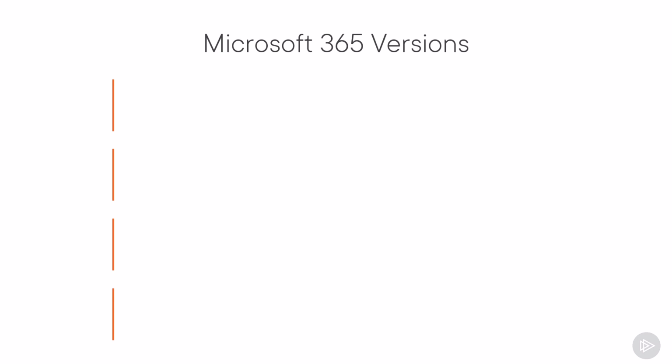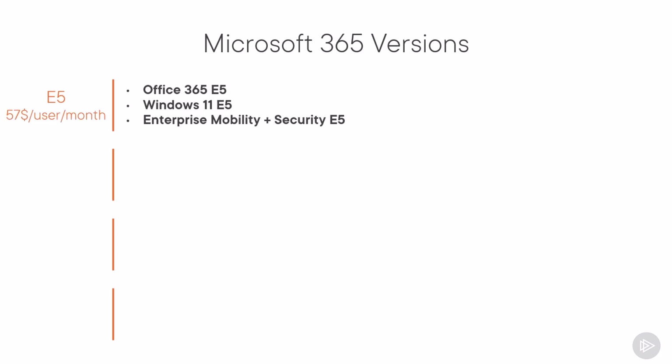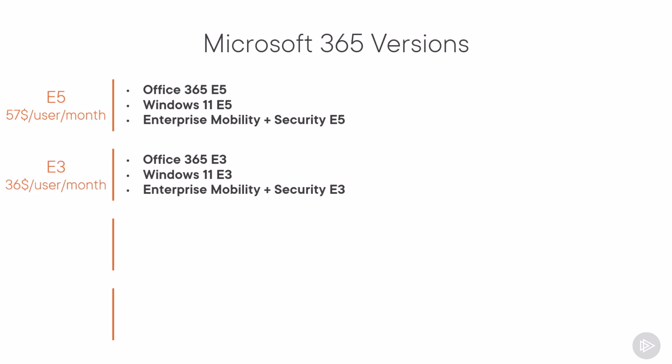But you also have different versions of Microsoft 365 depending on your needs. The top license at the time of recording this course is Microsoft 365 E5, which, again, at the time of recording this course in February 2022, is $57 per user per month. It includes Office 365 E5, Windows 11 E5, and Enterprise Mobility and Security E5. We also have Microsoft 365 E3, which is cheaper, but contains only the E3 version of each product.